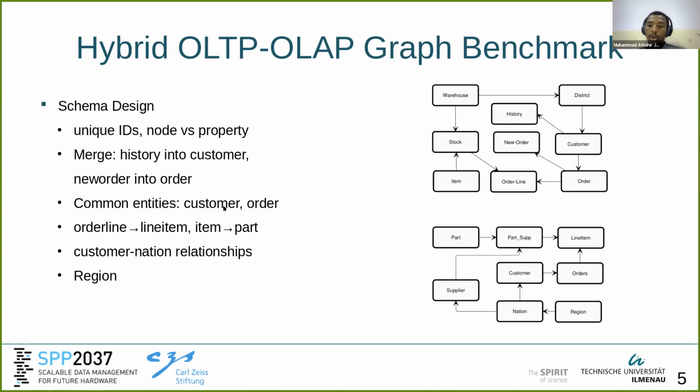So we started with a couple of designs to realize this hybrid OLTP-OLAP graph benchmark, starting with the schema design. First, we introduce unique IDs because you don't have foreign key references anymore. To have the flexibility that a graph model offers, we introduce unique IDs similar to the IDs in the LDBC benchmark. So each node of the same type has a unique ID.